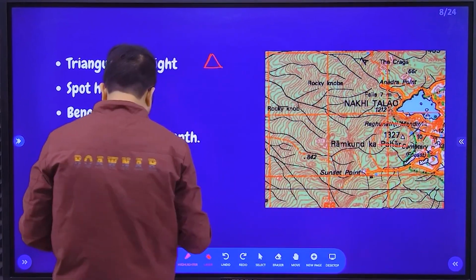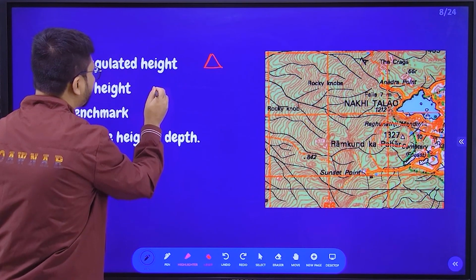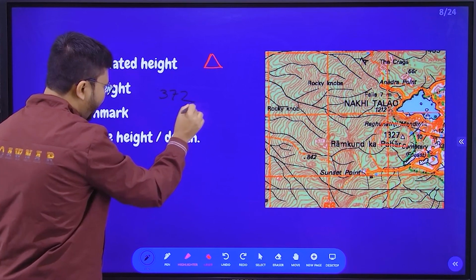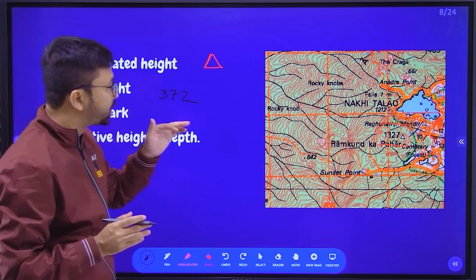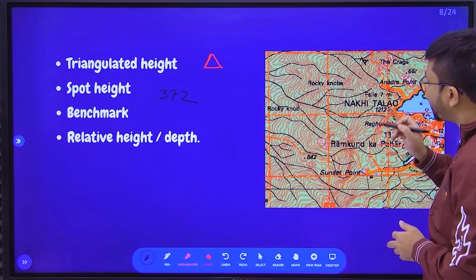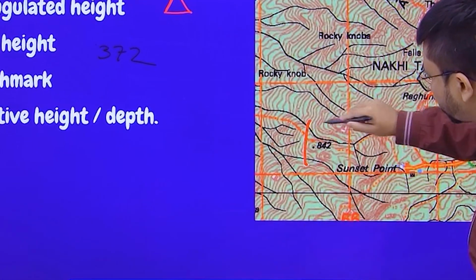Next one, spot height. Spot height is marked with a simple black dot, and along with the dot some number is written, suppose 372. It means the height of the particular place is 372 meters from the sea level. Now remember, the spot height is measured like this, here you can see, 8.842.